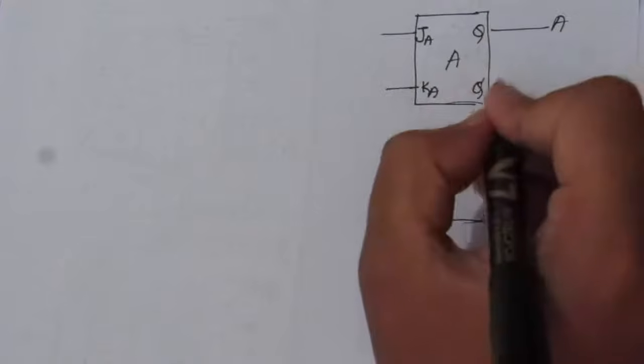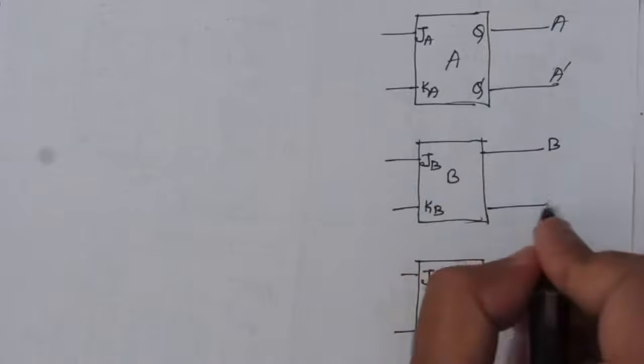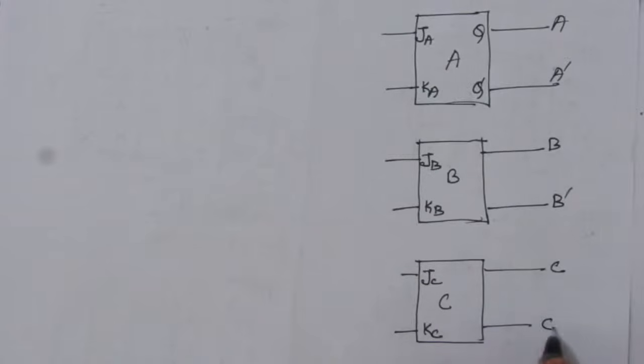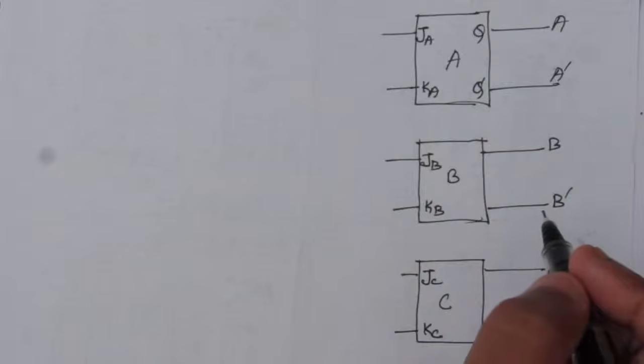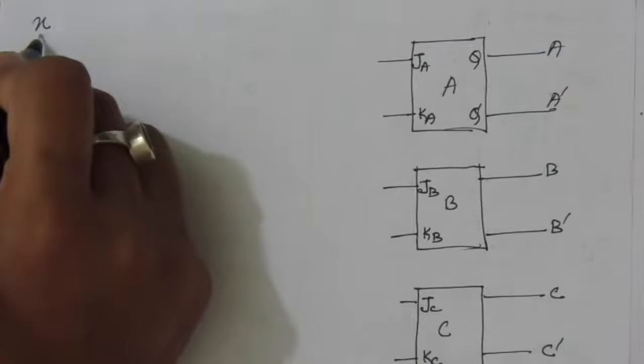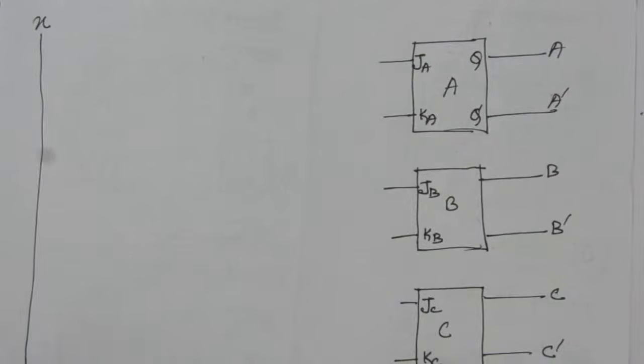This is A, A bar, B, B bar, C, C bar. Okay, so these are the three flip-flops we have to use. We have one input, X, so we'll have one input line, that is this line is for X, that is the input.